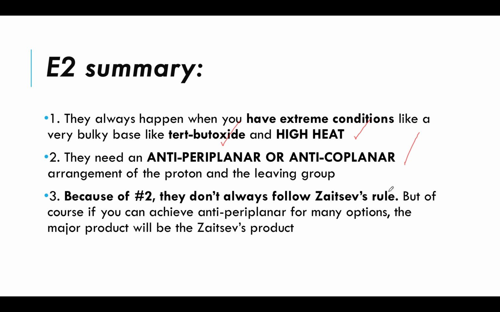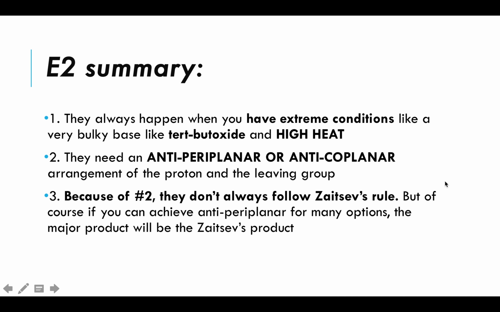And lastly, although we can predict the major alkene of a reaction by following Zaitsev's rule, which is forming the most stable alkene or the most substituted alkene, in E2, we don't always follow Zaitsev's rule because again, we always have to get that anti-periplanar and anti-coplanar position first.